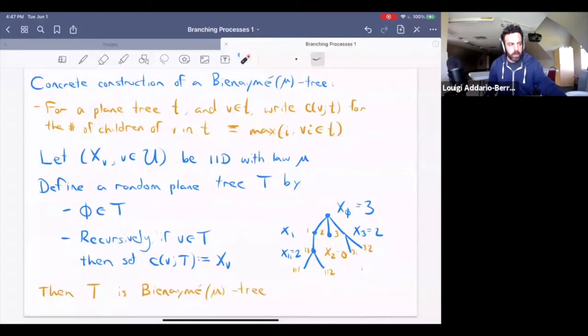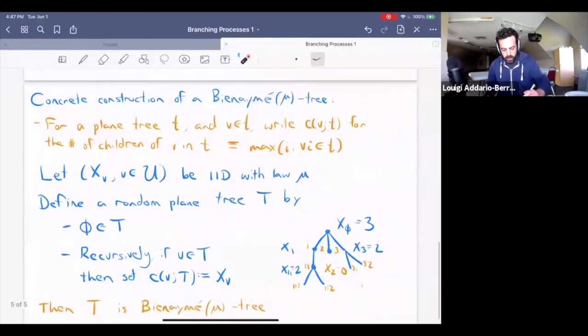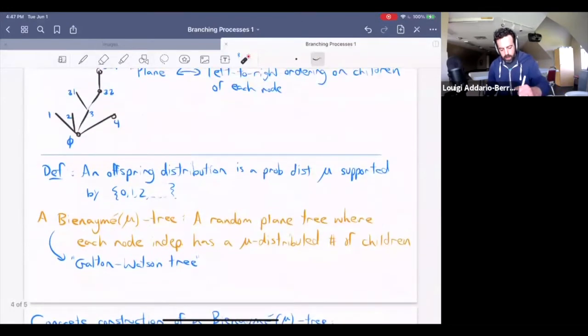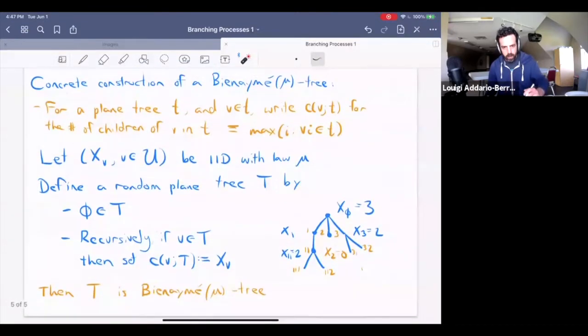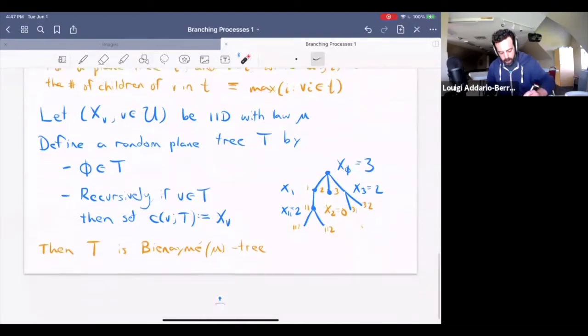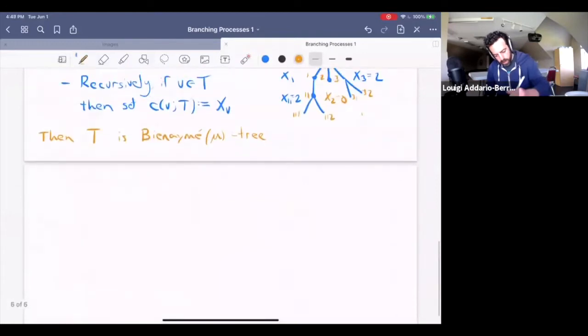So that's a slightly informal and then quite concrete description of what a Bienaymé tree looks like. Okay, and you can also characterize it by its finite dimensional distributions, if you like.